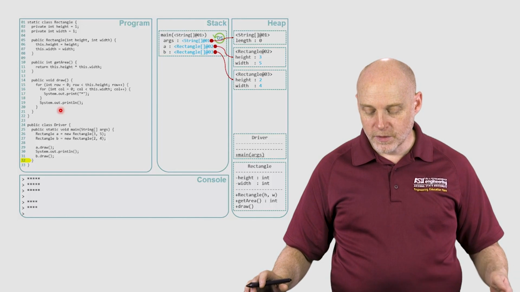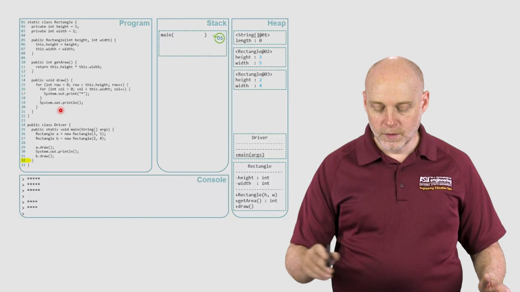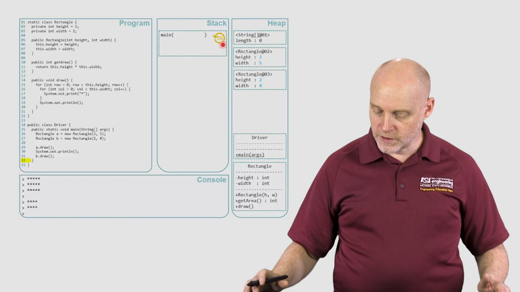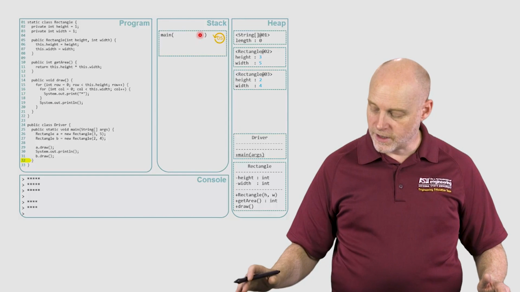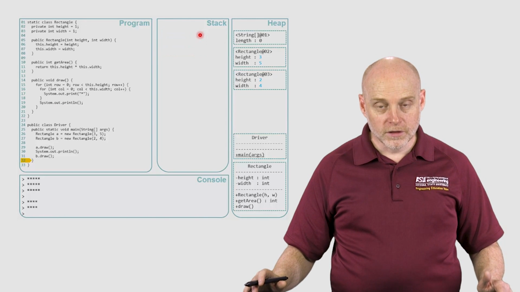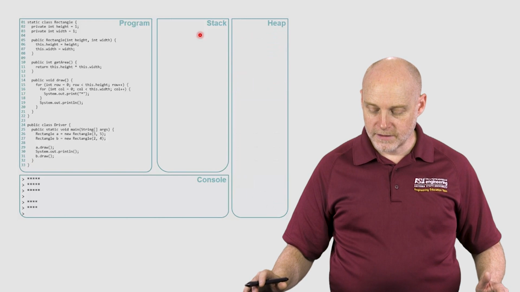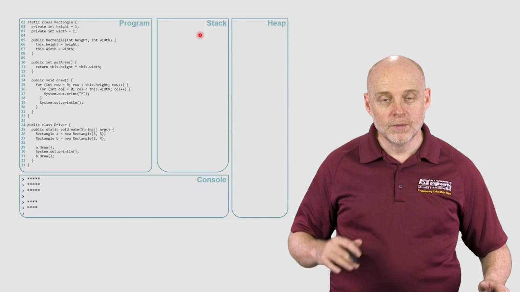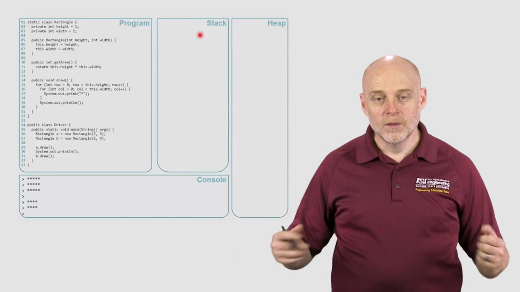And when the main method returns, the same thing happens. We clean up the stack frame, all of the local variables are destroyed. We note the return point. In this case, we're going to return to the operating system. And when we do return to the operating system, the program terminates, and the operating system cleans up all of the memory that was being used by that program, and it's now free to be used by another program.